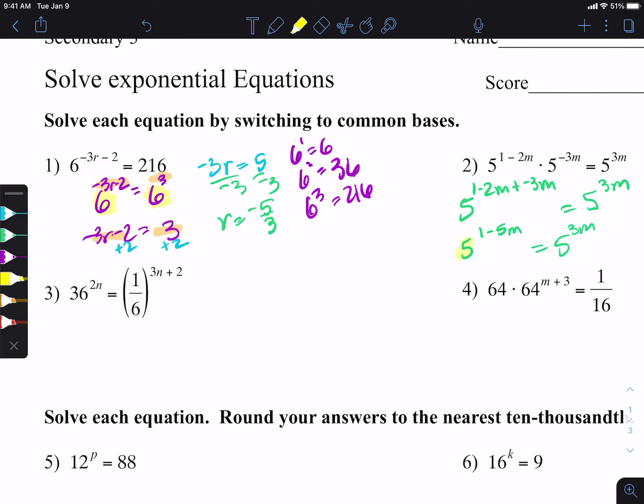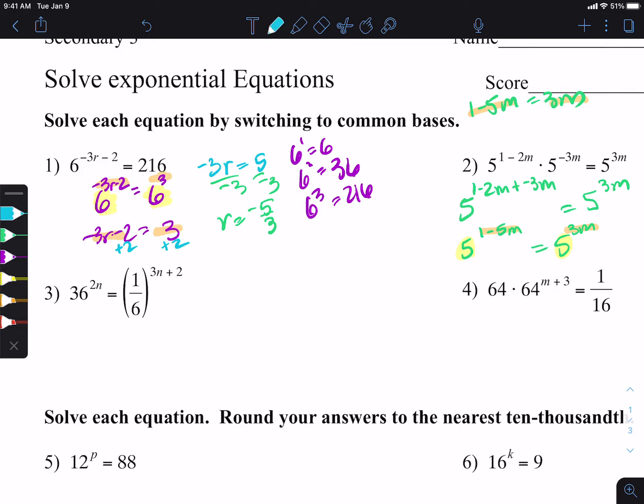Again, we have where the bases are the same. This time we didn't have to change anything on the bases, so that's great. But now we want our exponents to be equal. So I'm going to set the exponents equal to each other. So I'm going to come up here, 1 minus 5m equals 3m. Right? So if the exponents are equal, then we know that the whole thing will be equal.